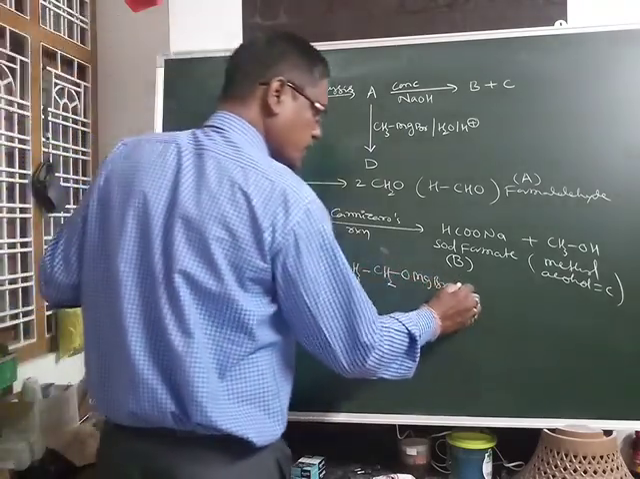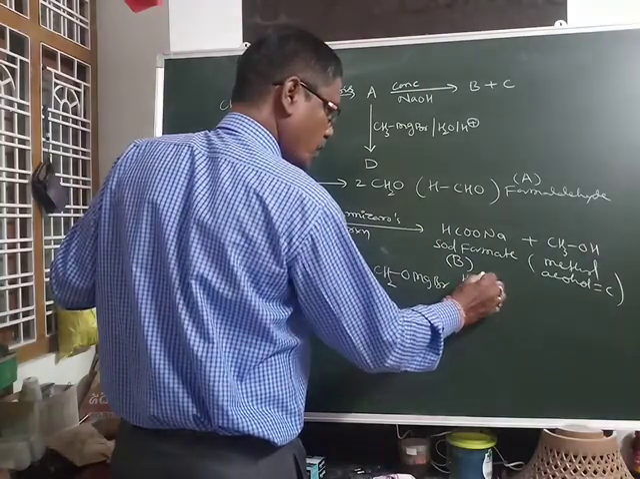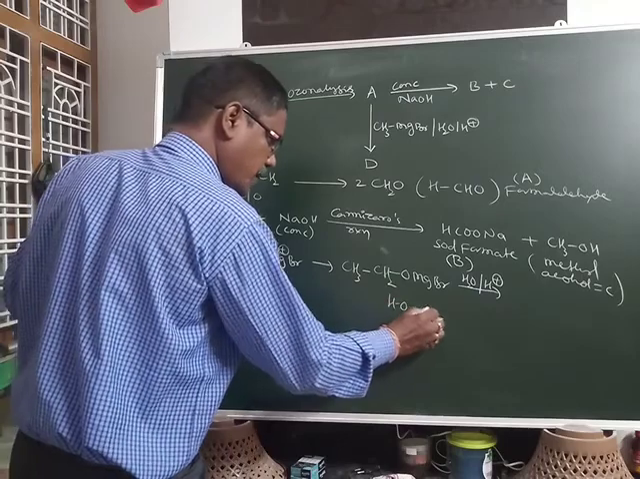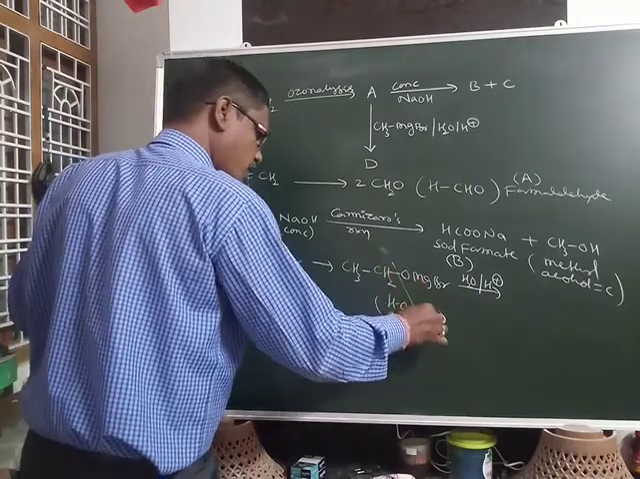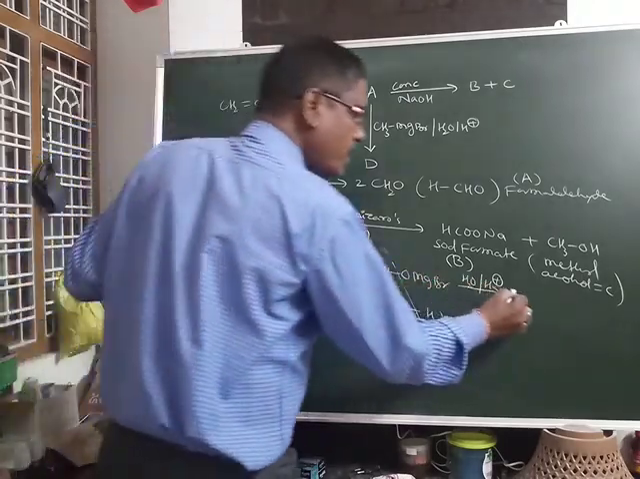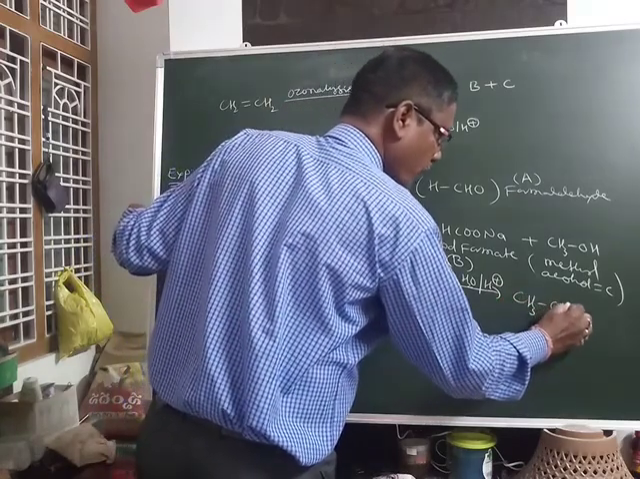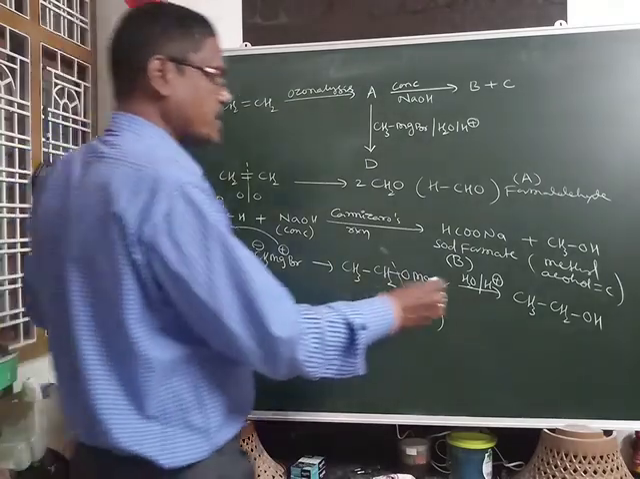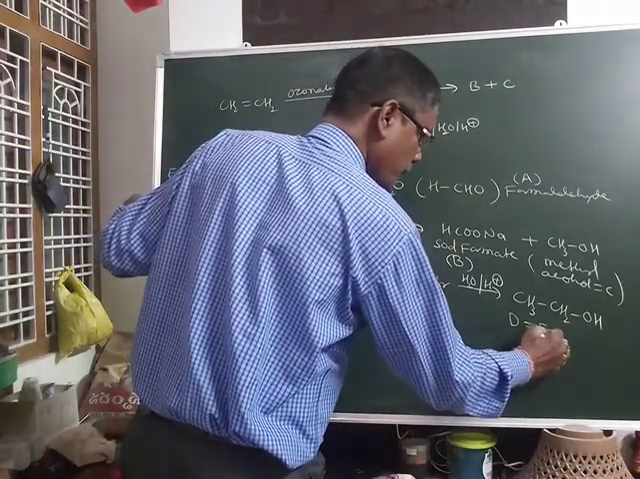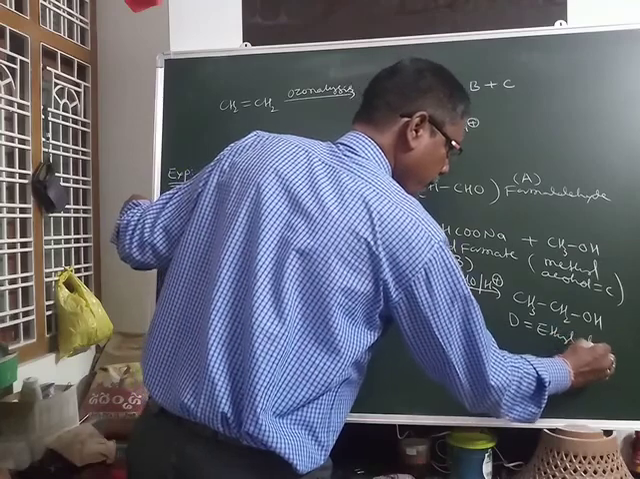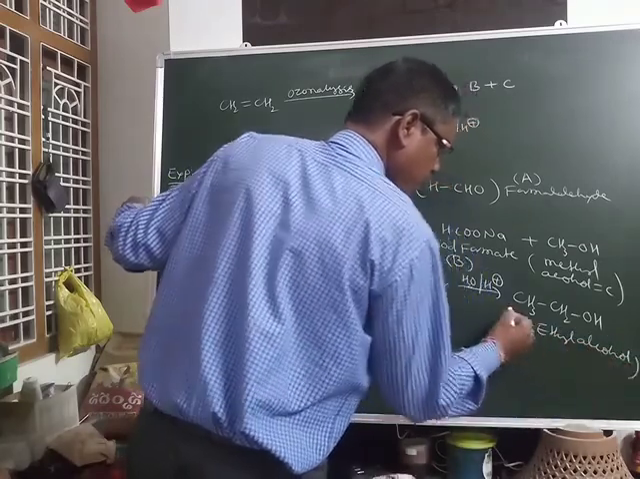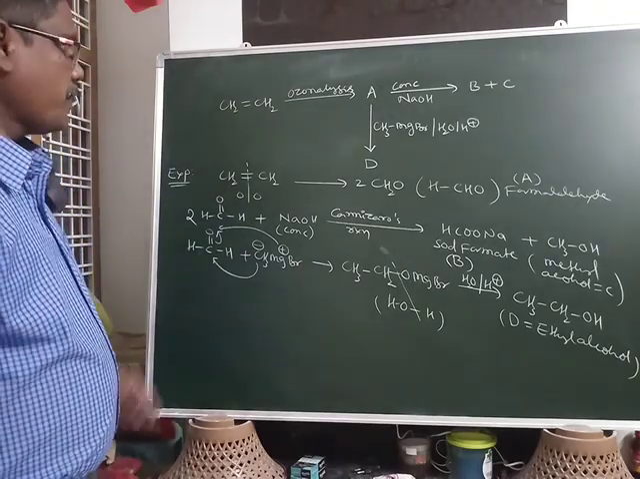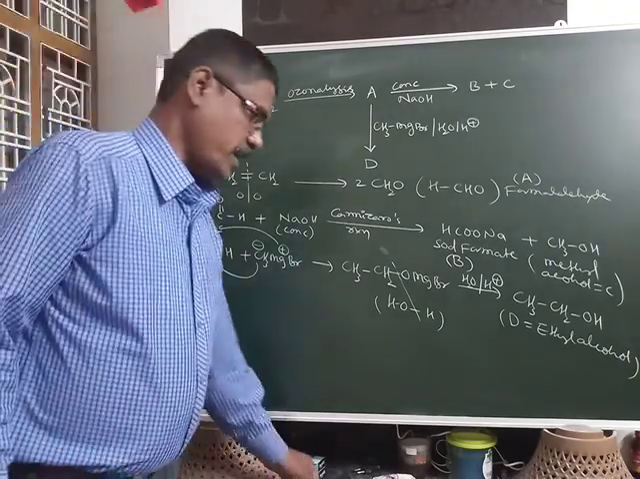This on hydrolysis, with H2O and H plus, the bond will be broken and we obtain ethyl alcohol. That means D is the ethyl alcohol. These are the different conversions. Okay. Now one more conversion.